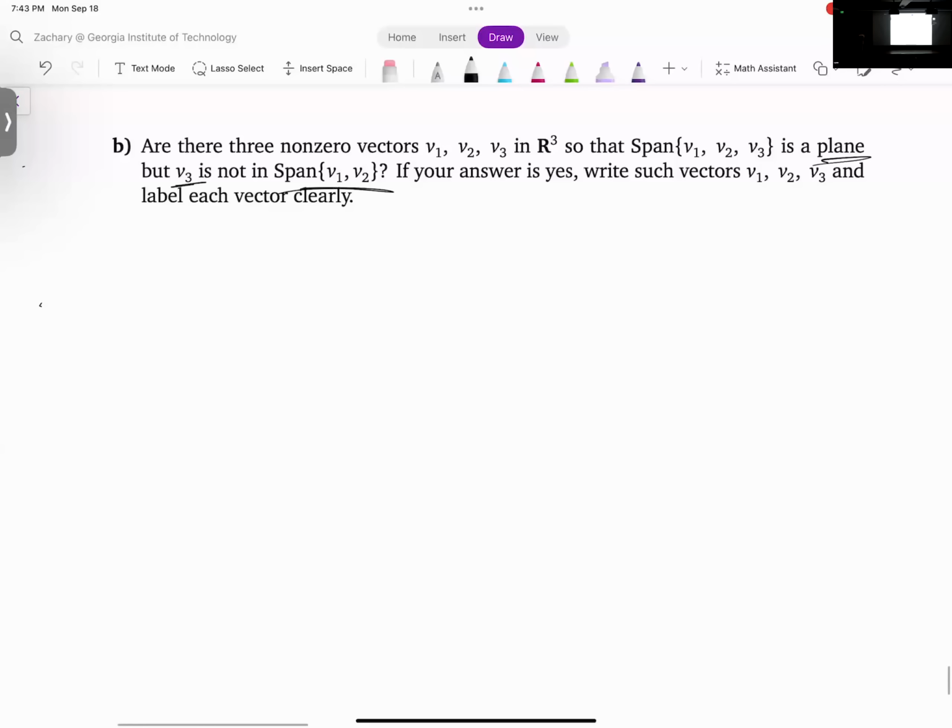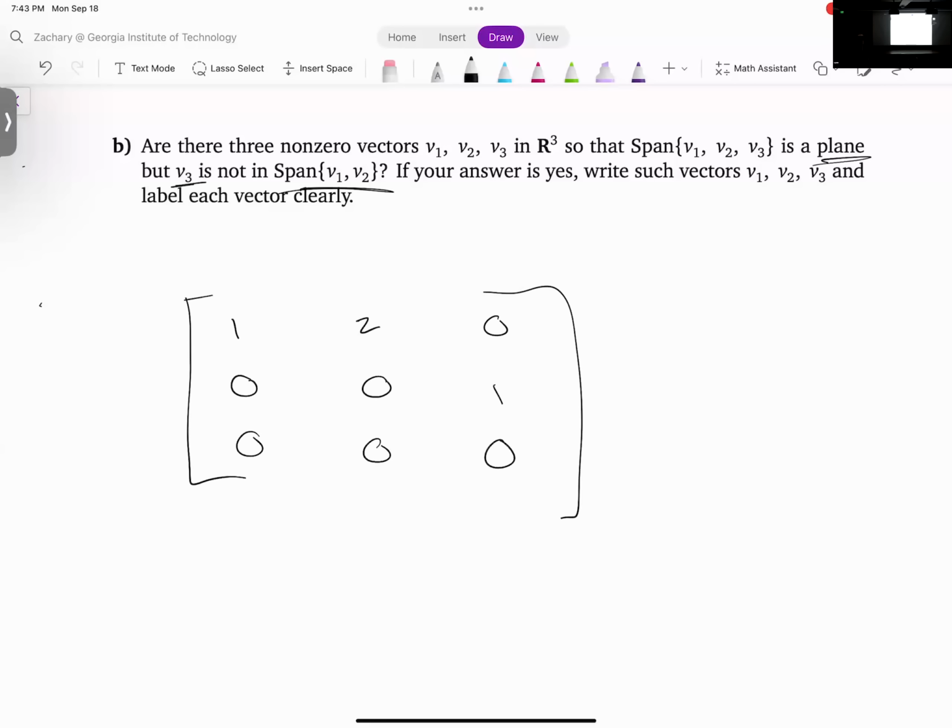V3, right? So all we're doing is we're looking for 2 pivots, 1 pivot in the last column. So I would write this something along the lines of 3 non-zero vectors. It's fine. Does that make sense? It looks like this. You're just looking for any 2 pivots, okay? And anything above it can be non-zero.